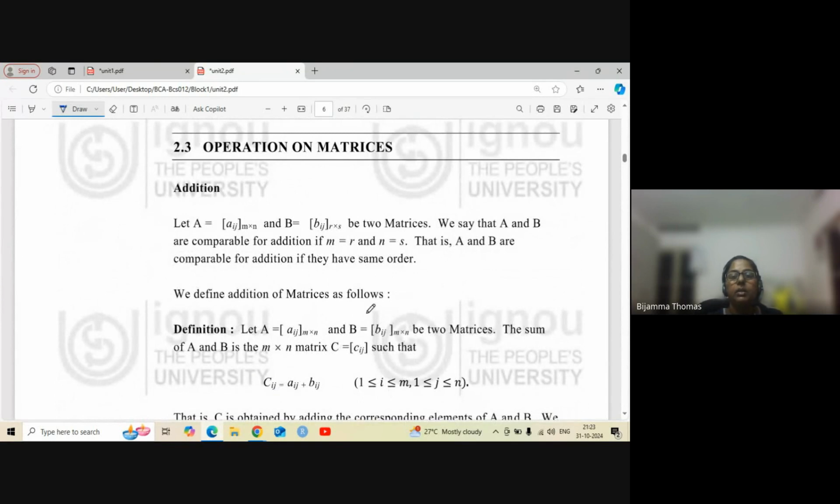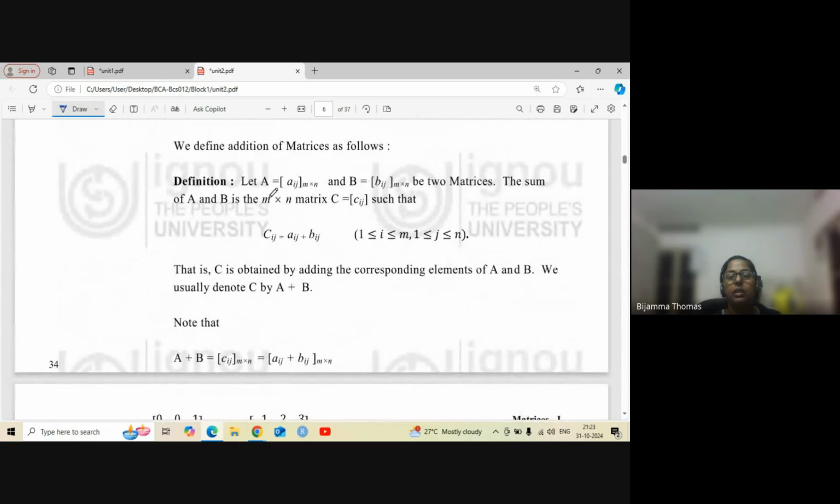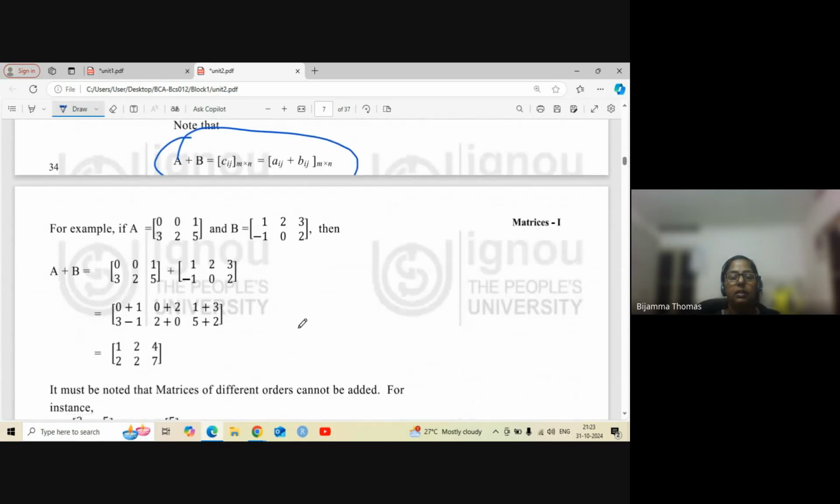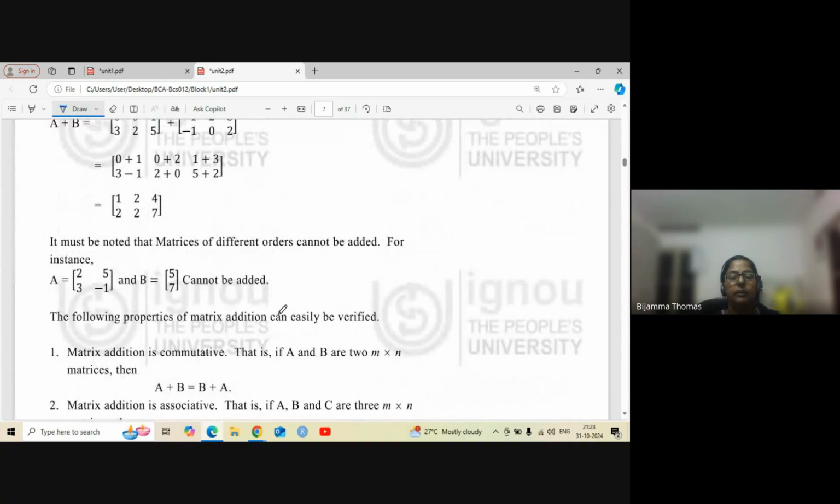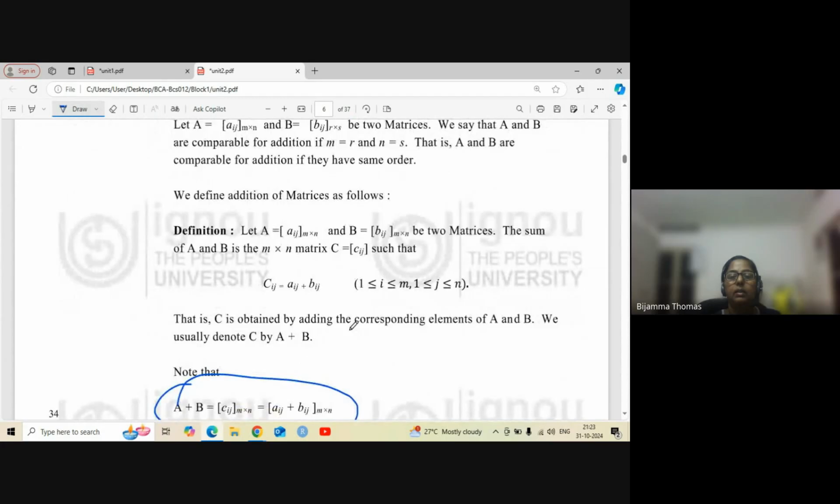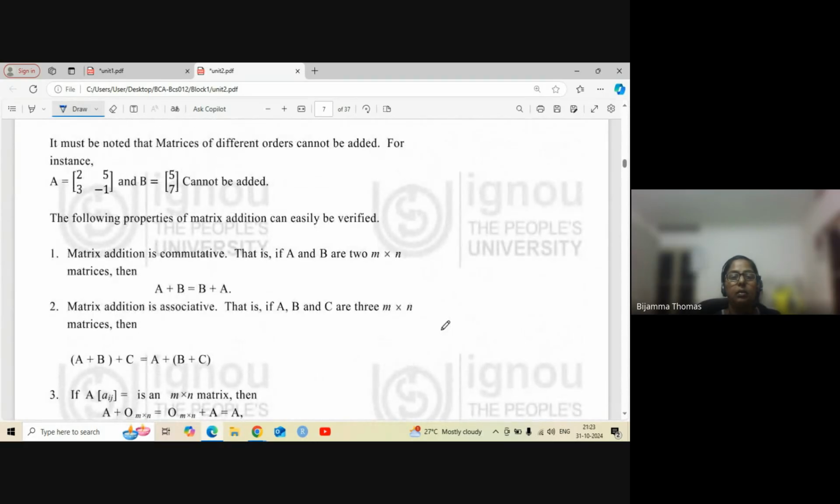Now come to the operations on matrices. Addition of two matrices: we know that the corresponding elements are added. When the matrices A and B are of the same order, only then can we add or subtract the elements.